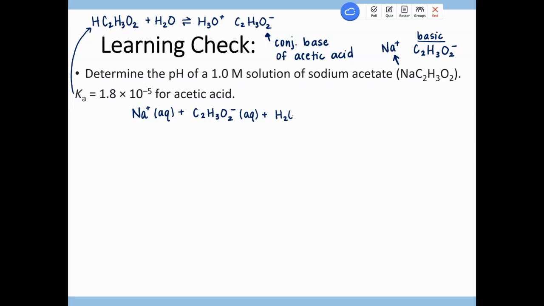So adding that to water, we've got a weak base. It will react with H2O as a base, meaning it will take a hydrogen from H2O and become HC2H3O2, neutral. And then water will become OH minus. And then we have the spectator ion that we care very little about.